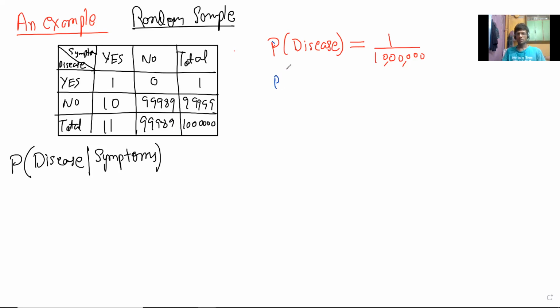What's the probability of someone having the symptom? 11 by 10 lakh. Because this is the total number of people who have the symptom, right? And the total is this. Okay, and what's the next question?